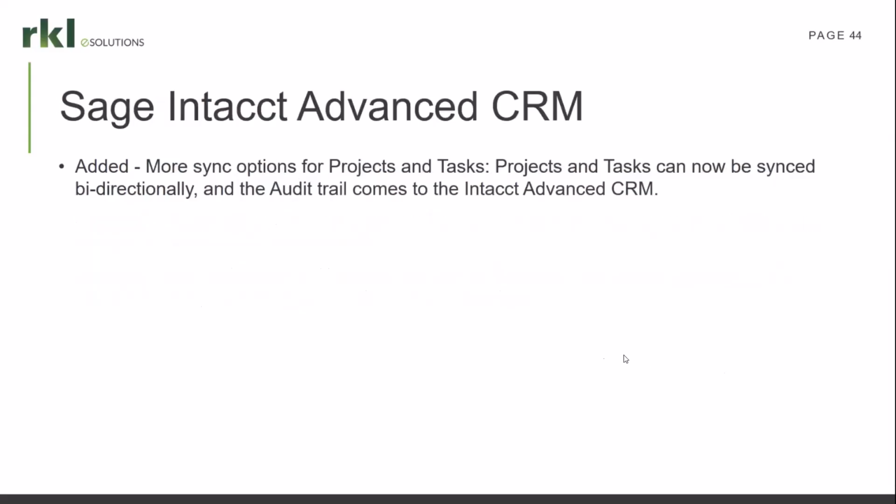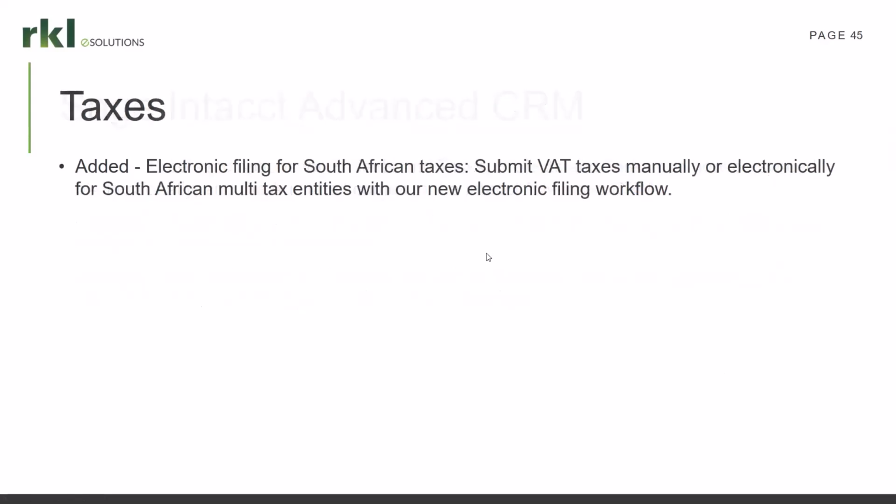On to advanced CRM. For those of you using advanced CRM, they've added more sync options from projects and tasks. So projects and tasks can now be synced bidirectionally, and the audit trail comes to the Intacct Advanced CRM. And hopefully they'll bidirectionally sync some other stuff. Taxes: they've added electronic filing for South African taxes. You can submit VAT taxes manually or electronically for South African multitask entities with the new electronic filing workflow.